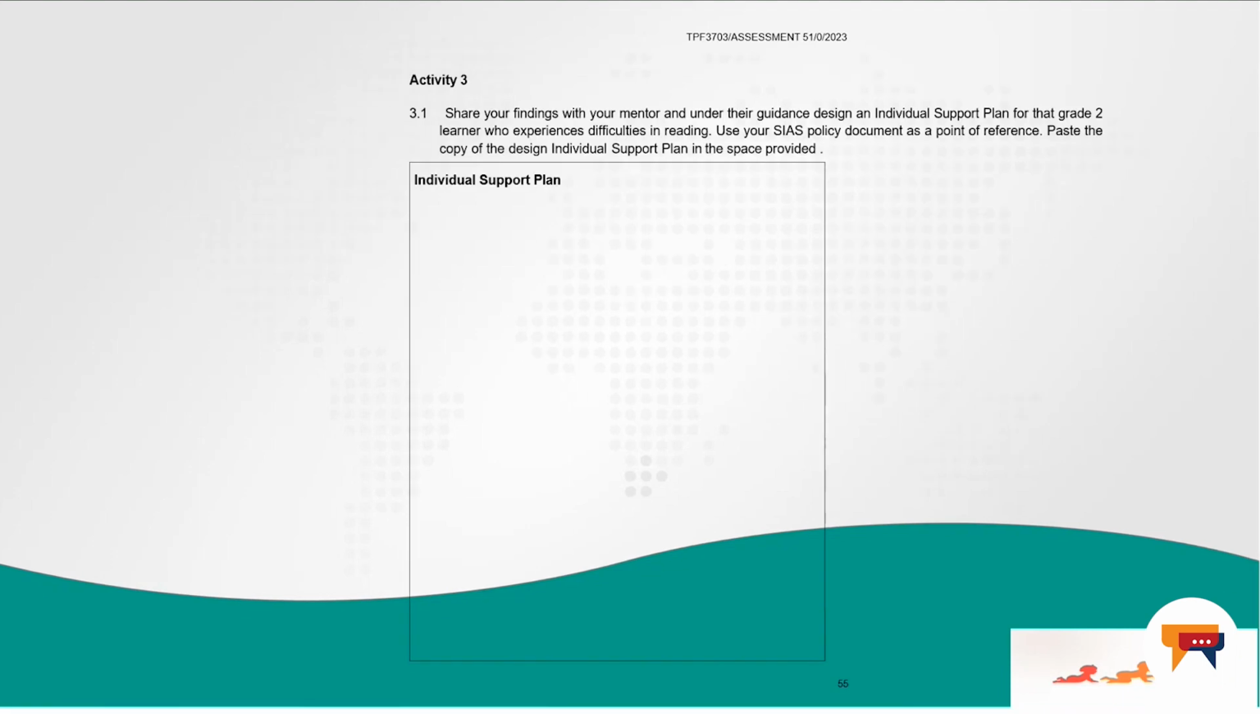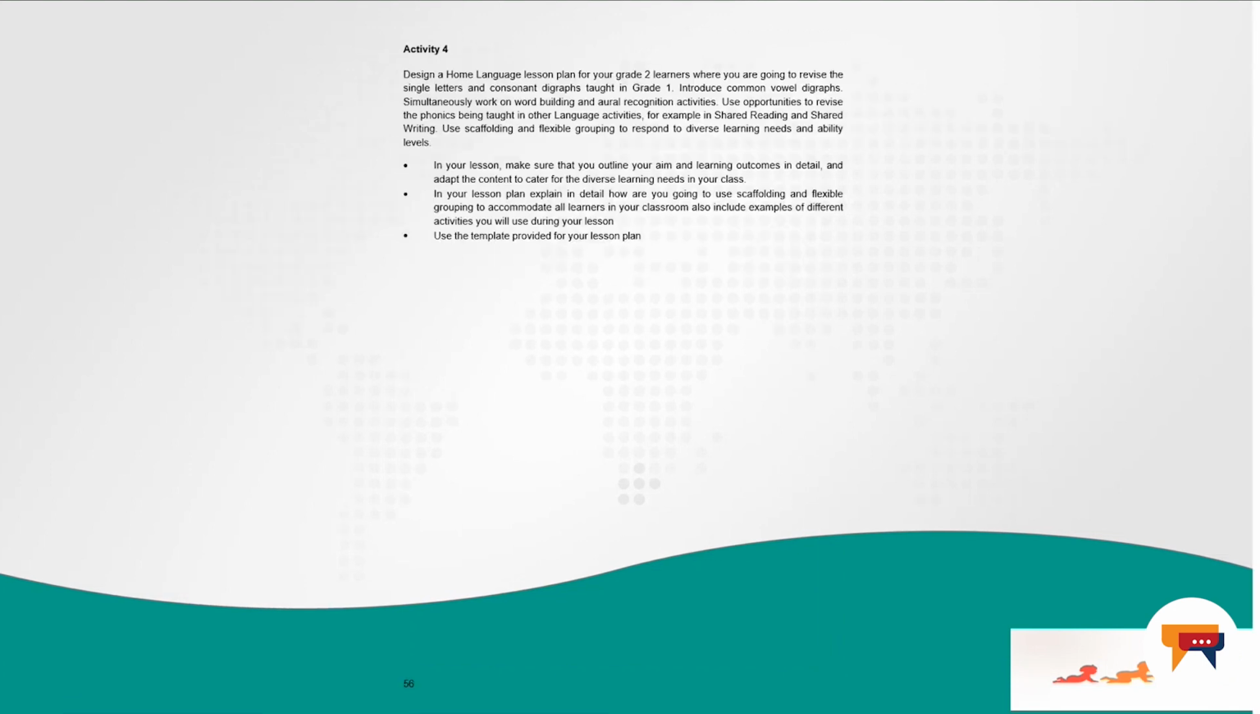Activity 3, share your findings with your mentor. Under the guidance of your mentor, design an individual support plan, ISP, for that Grade 2 learner who experiences difficulties in reading. Use your CS policy document as a point of reference. Paste a copy of the designed individual support plan in the space provided. There I have provided you with the space for the individual support plan of the student.